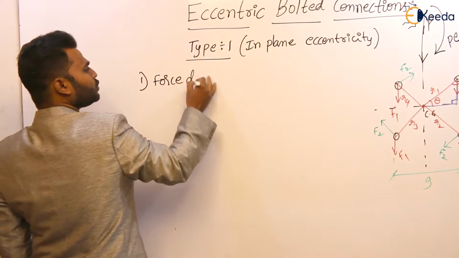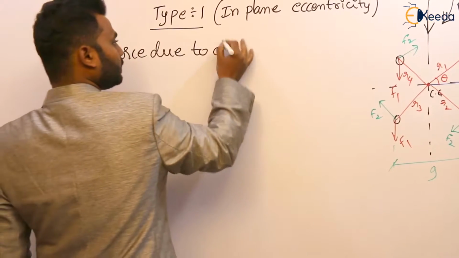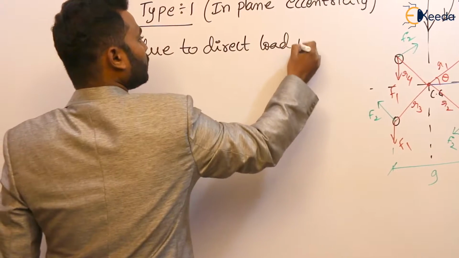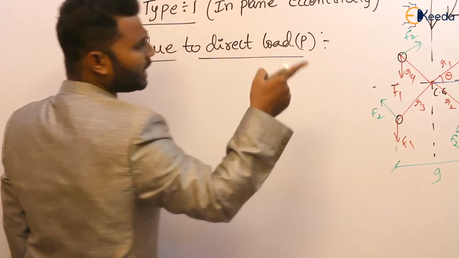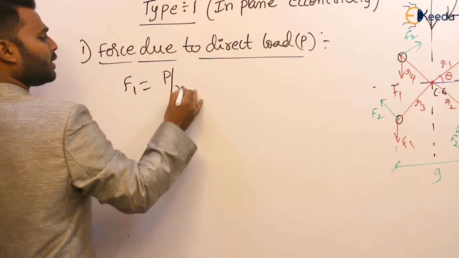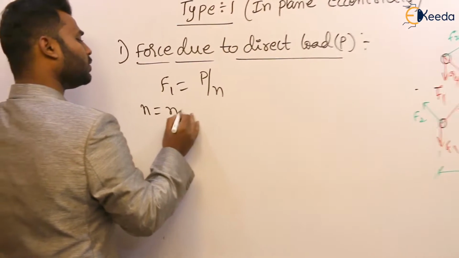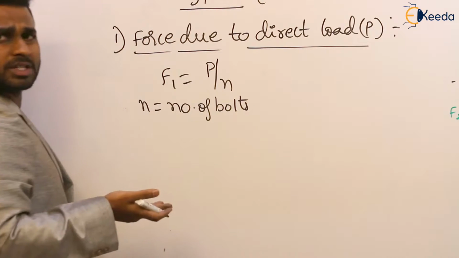So now, force due to direct load. Direct load P. We know that this direct load is shared by all the bolts equally. So now F1 is equal to how much? P by N, where N is the number of bolts. N is equal to the number of bolts. So that is F1, very simple to calculate.